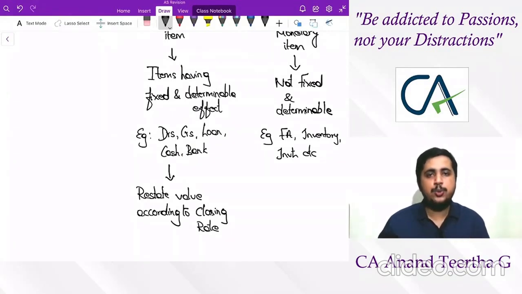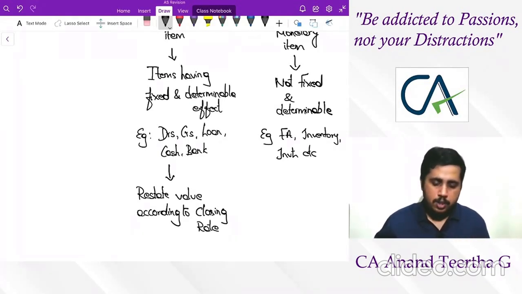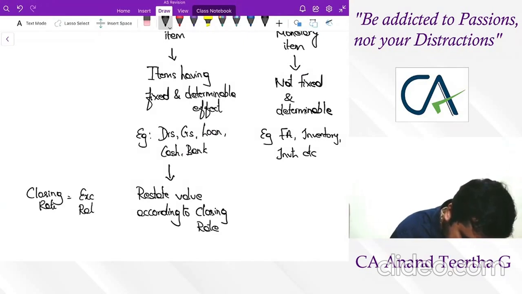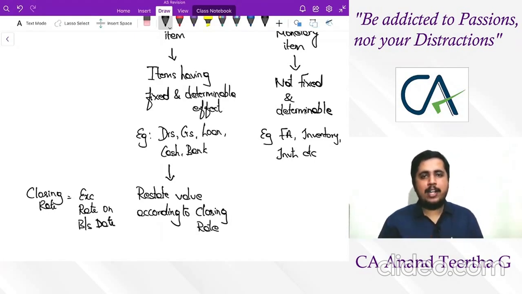There is a debtor. You need to restate the value according to the closing rate. So, what do you mean by closing rate then? I will write it here. Closing rate basically means the exchange rate on the balance sheet date. So on the balance sheet date, whatever is the exchange rate, these items are supposed to get restated. So that is the rule given by AS 11, if there is a balance sheet item which is a monetary item.